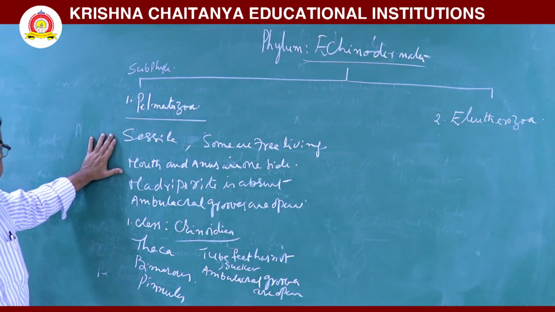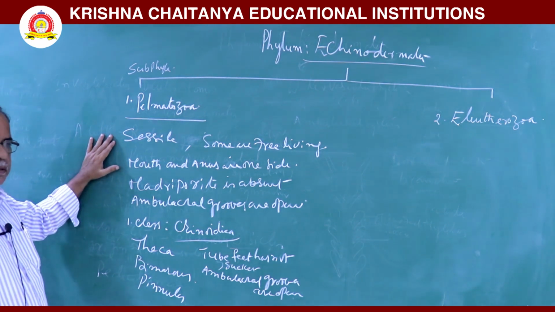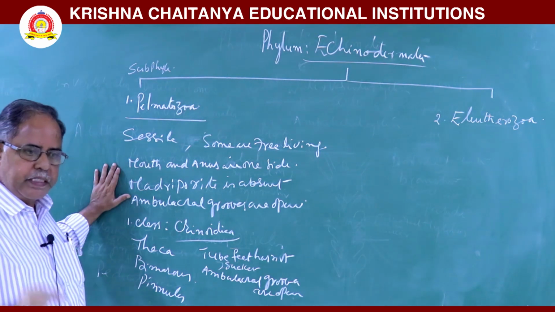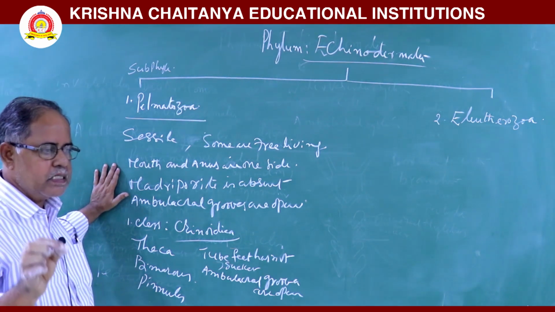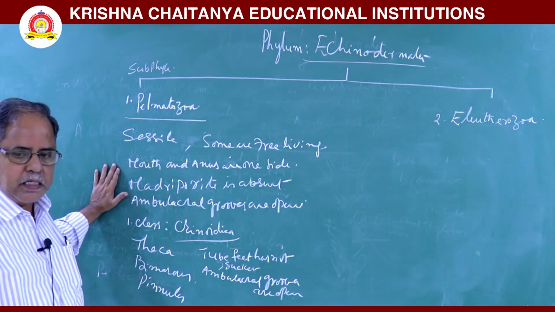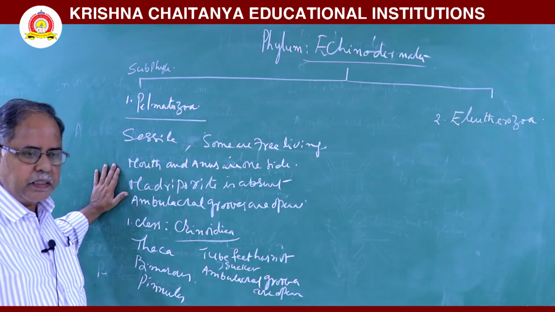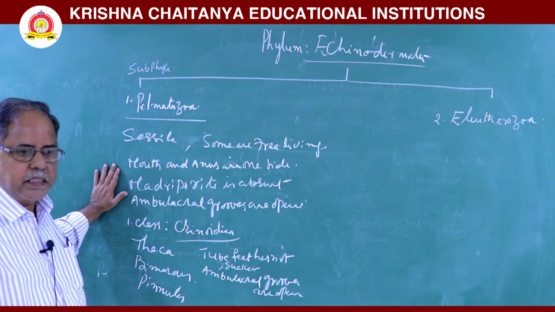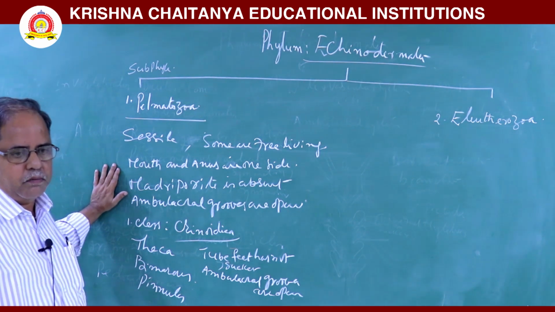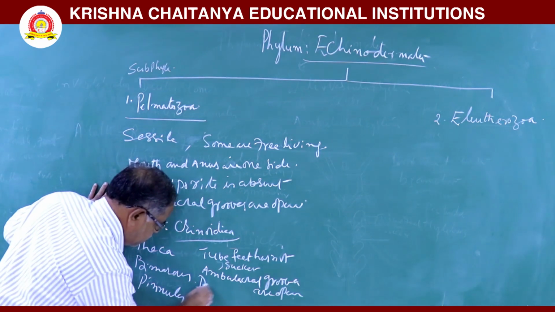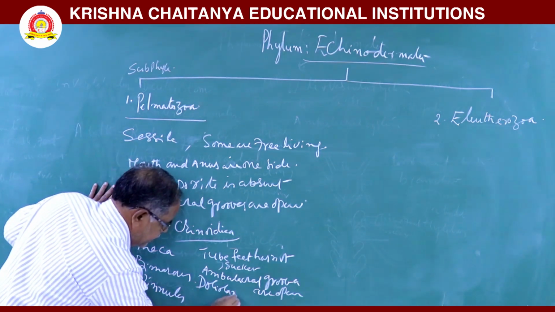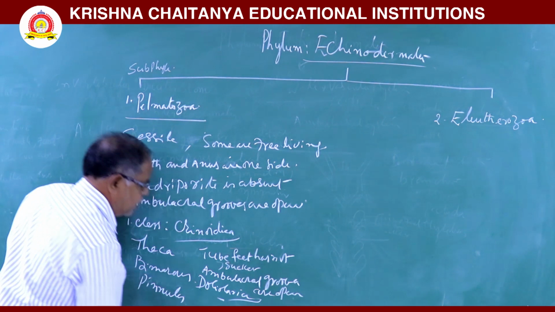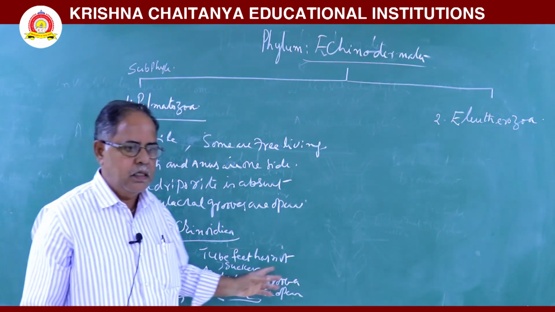Here, pedicellariae are absent. Spines are absent. Madreporite is absent. During developmental stages, one larva is seen. That larva is called a Doliolaria larva.